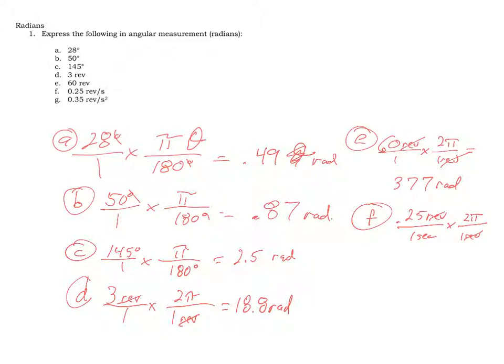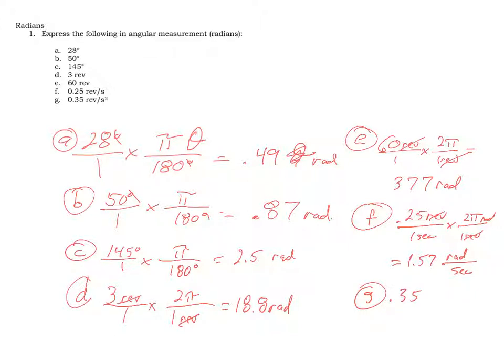So it's 0.25 times 2 times pi, and I get about 1.57. Now, careful here, you have radians on top. Remember, radians would be here over seconds. So G, last one, same thing, just a different unit.